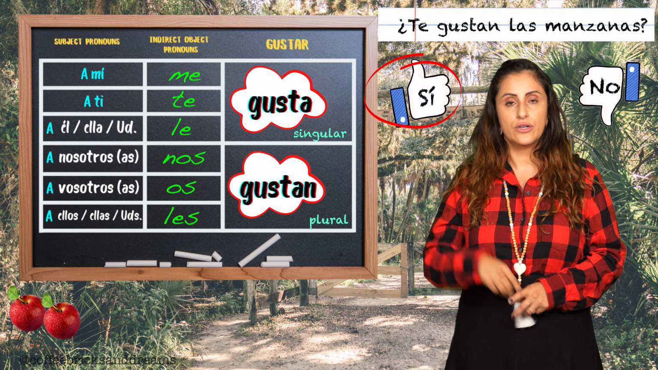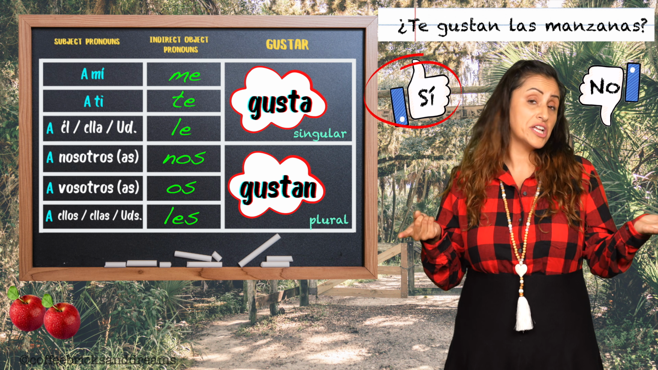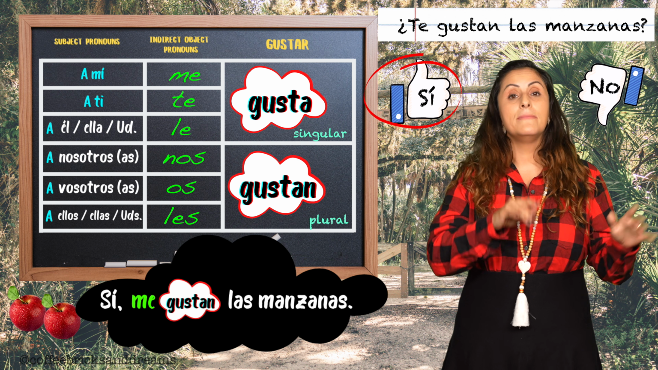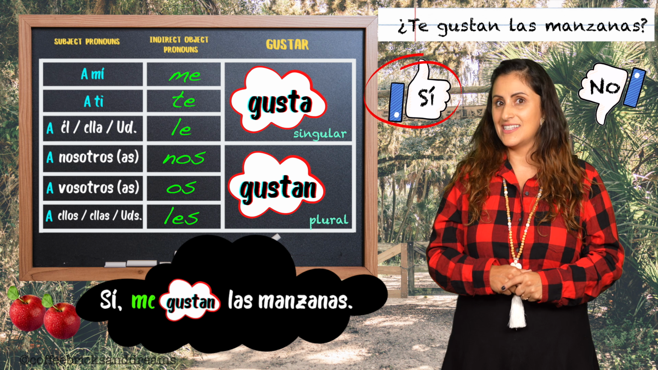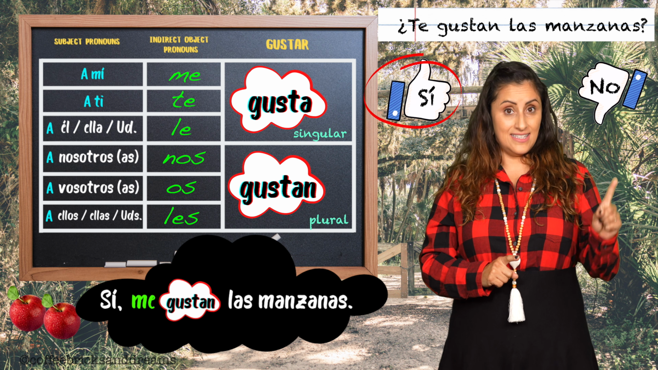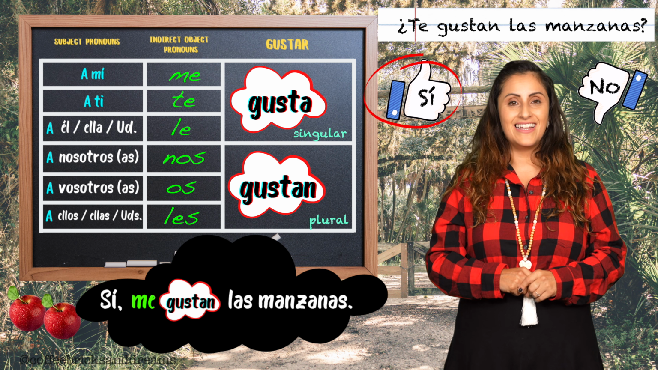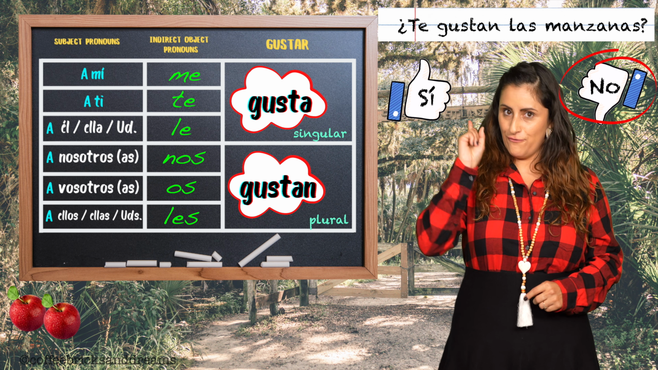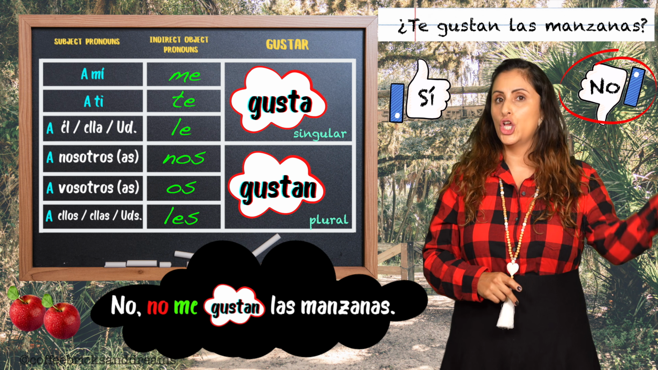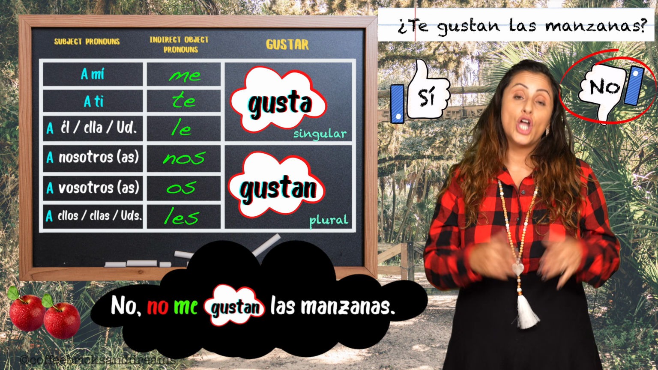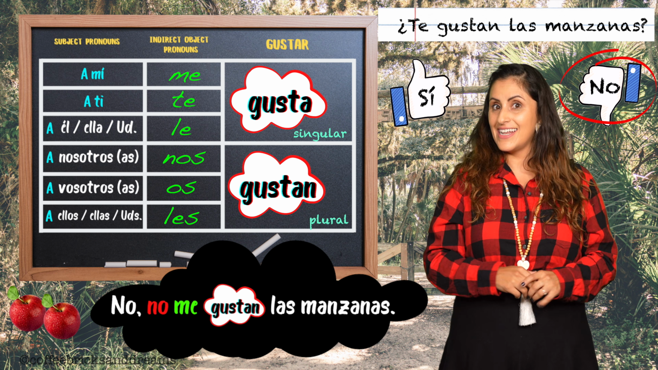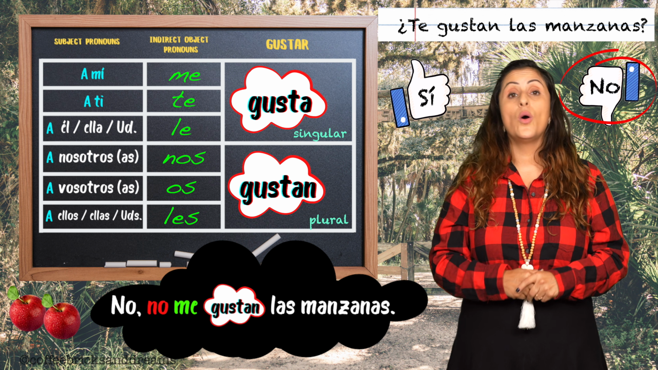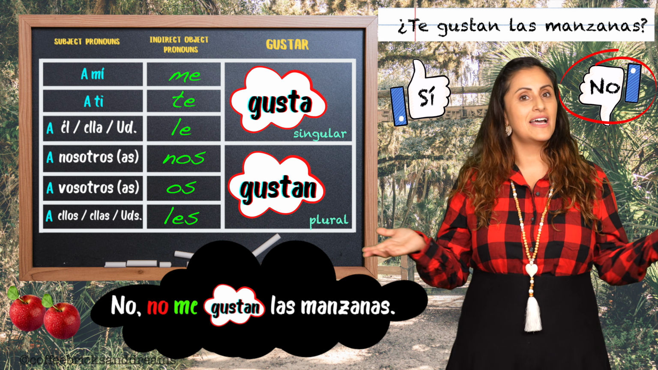First, answer yes or no. We're going to say sí in this case. So, sí, me gustan las manzanas. If it's a no, again, first, answer the question, no. And then, no me gustan las manzanas.